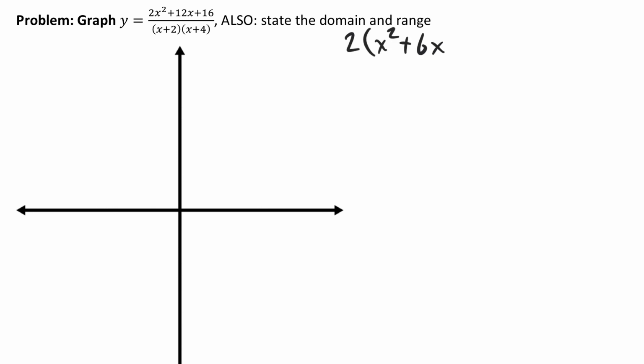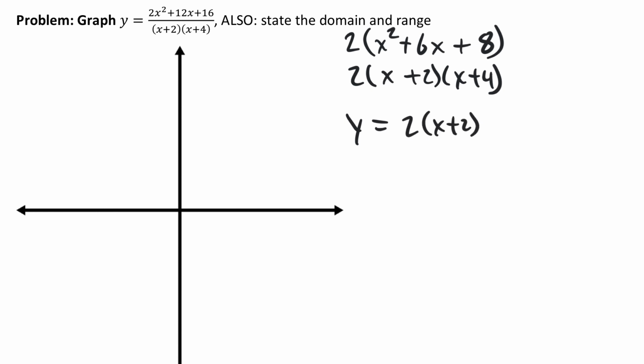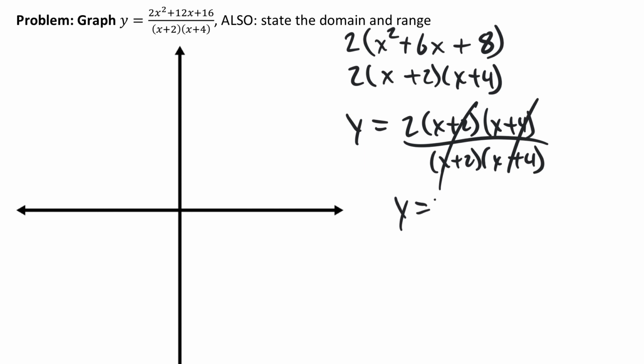So I'm going to factor out a 2, then two numbers that multiply to 8. That'll be x plus 2, x plus 4. Those add to 6. So y is equal to 2(x plus 2)(x plus 4), divided by (x plus 2)(x plus 4). Those cancel, and y equals 2. And of course, x cannot equal negative 2, x cannot equal negative 4. So those are going to be our two holes. We'll have to add those in a minute.